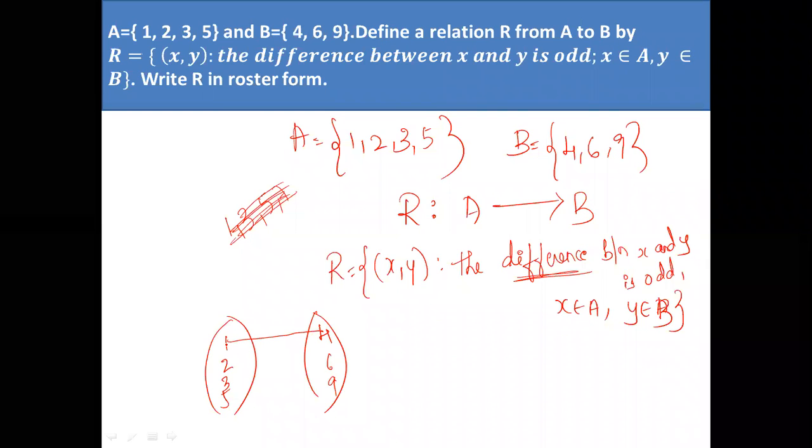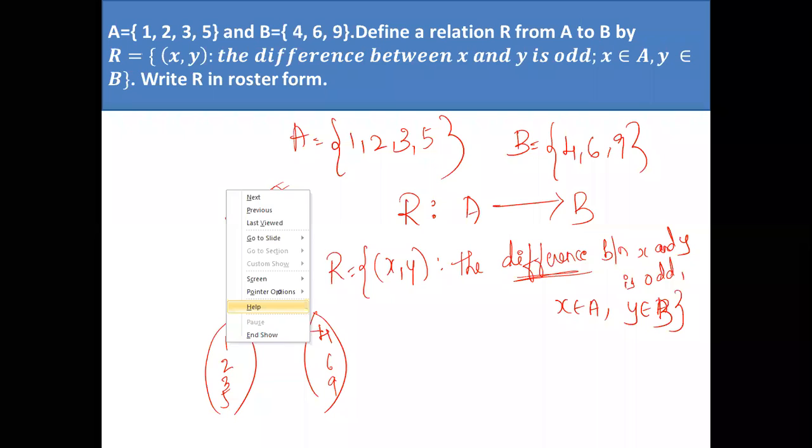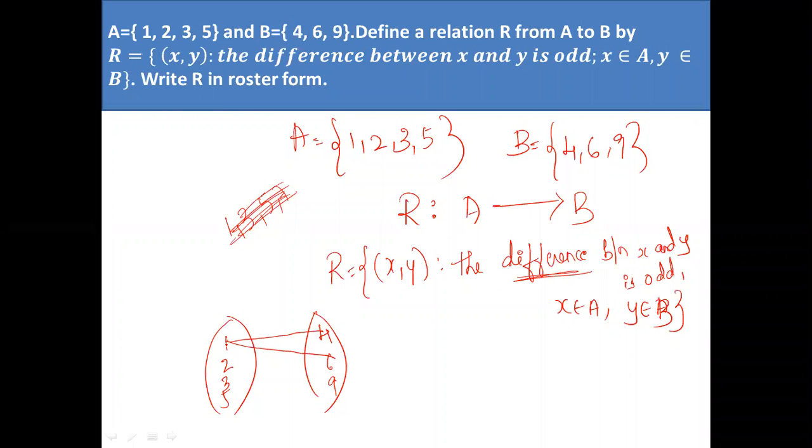Okay. What about 1 minus 6? What is 1 minus 6? It is minus 5 or 5. Yes. So again 5 is an odd number. So I can include that as well. Okay. What is 1 minus 9? It is minus 8. Can I include 1, 9? 8 is an even number, so we cannot include it. Okay, 1, 4 is there, 1, 6 is there.